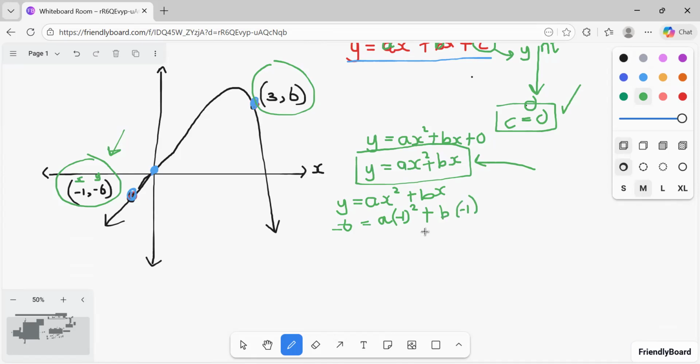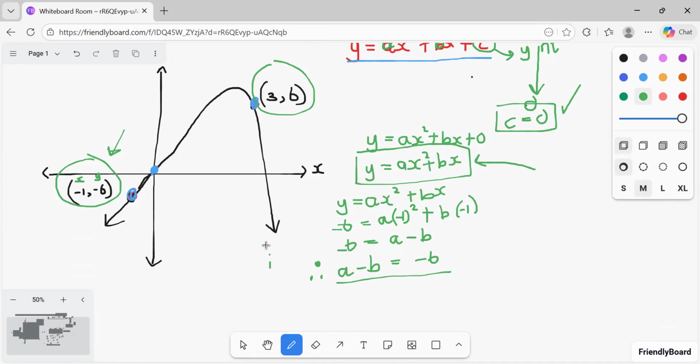Okay. All right. So this then simplifies to minus 6 is equal to a minus b. Therefore, a minus b is equal to negative 6. So this becomes my first equation.